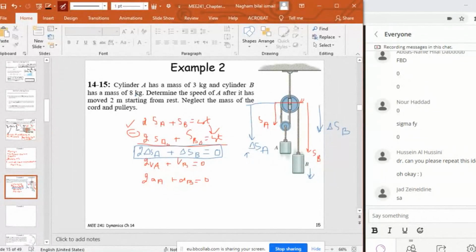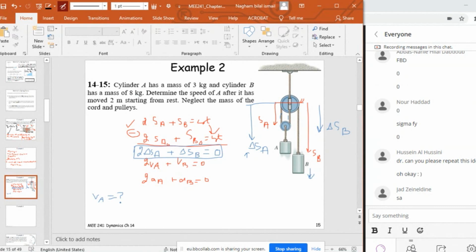So I'm gonna read the question now. I have a cylinder A that has a mass of 3 kilograms and a cylinder B that has a mass of 8 kilograms. In fact, we use these two masses in order to know what is the direction of motion. I need to determine the speed of A. So delta SA is 2 meters starting from rest.